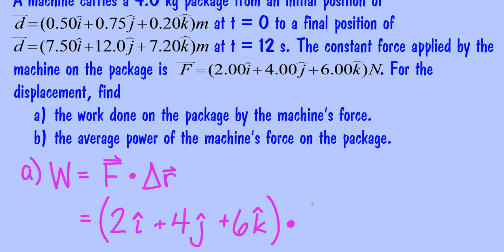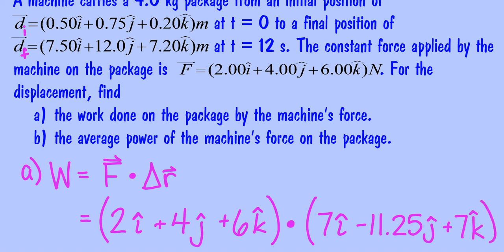And we have to figure out that displacement vector. Remember, displacement is final minus initial. So if I subtract this final position minus initial position, I find that to be 7 i hat minus 11.25 j hat plus 7 k hat, right? Okay.